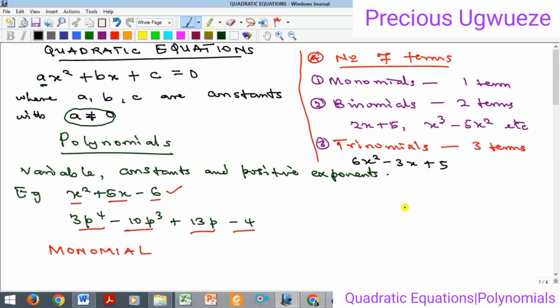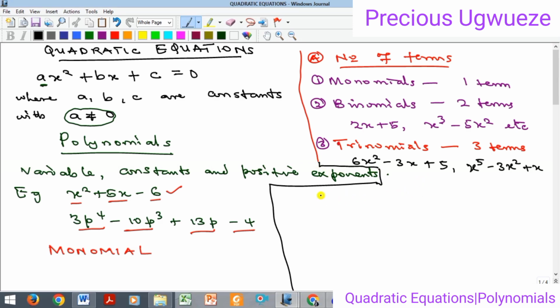This is a trinomial, and you can have a trinomial in any degree. You can also say, for example, x raised to power 5 minus, let's say, 3x raised to power 2 plus, let's say, x. This is also an example of a trinomial. So the only thing that qualifies them as trinomials is the number of terms they contain. So for this group of polynomials, they are classified according to the number of terms.